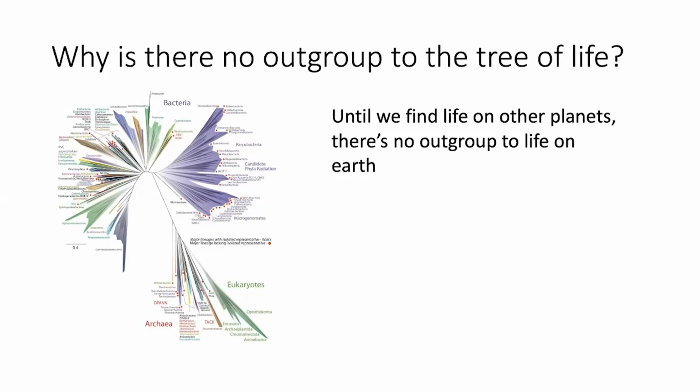We would have to find maybe life on Mars, if they were somehow related to each other, that maybe life on Earth spread to Mars, or life on Mars spread to Earth, or something like that. Then maybe we could establish an outgroup to life on Earth. But at the moment, obviously we don't have that. And so the tree of life doesn't have an outgroup. It doesn't have that same polarity in that direction.